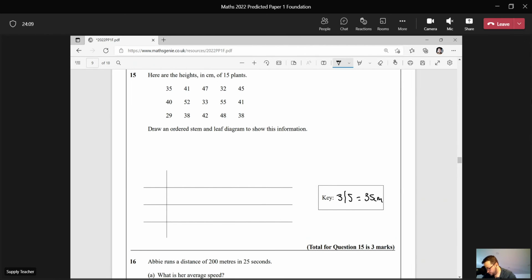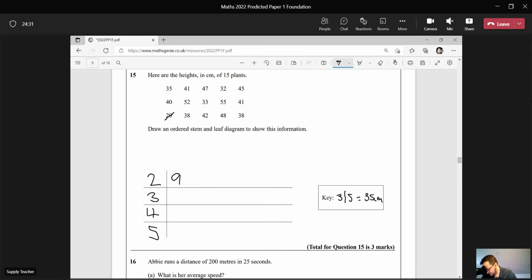Okay, so if we look at the range here, I think the lowest is in the 20s. So we can put 2 here. Then we've got 30s, 40s and 50s. We're just going to do them in order. So we're on 20s. How many numbers are in the 20s? I think there's only one, and that is 29, so I could put a 9 there.